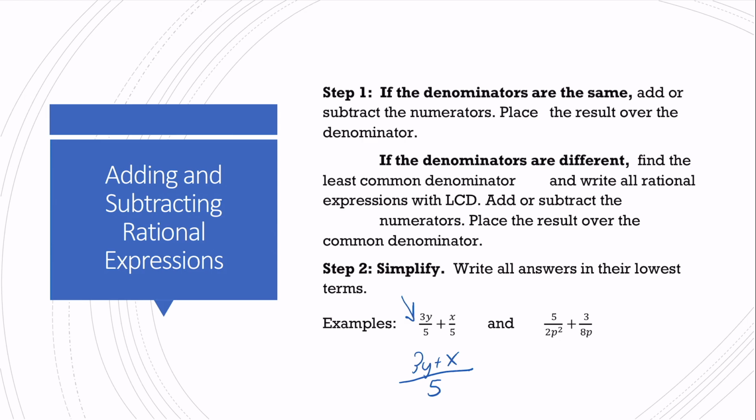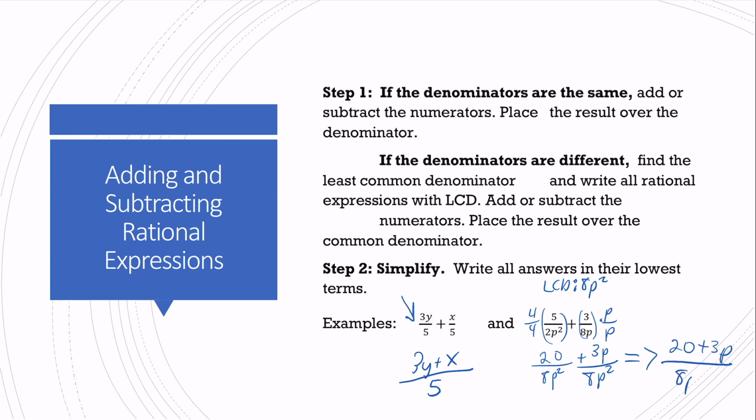So for 5 over 2p squared plus 3 over 8p, I see that the LCD is going to be 8p squared. So I have to multiply this first fraction by 4 over 4, and the second fraction by p over p, harnessing the power of 1. So I'd have 20 over 8p squared plus 3p over 8p squared. That gives me 20 plus 3p over 8p squared.